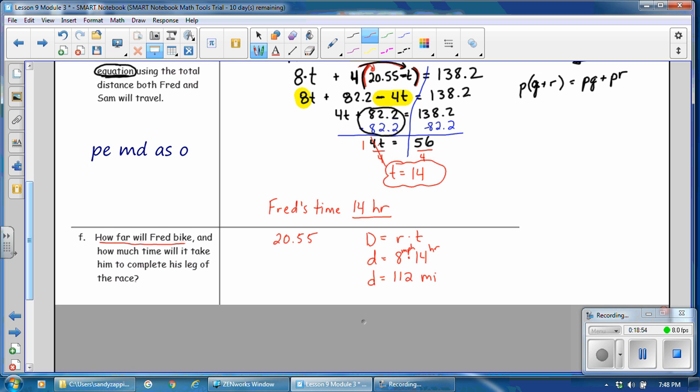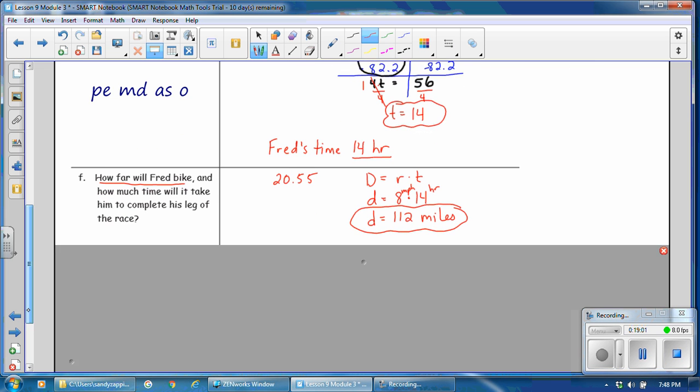112 miles. I hope you can appreciate how far that is to ride your bike. It took him 14 hours, going 8 miles per hour.